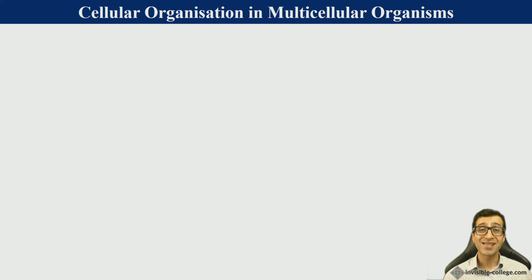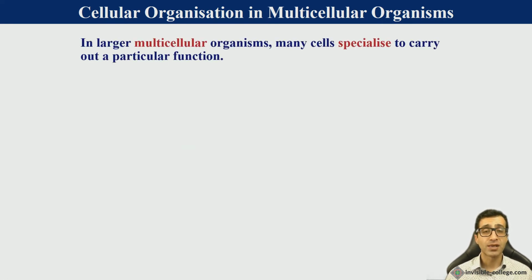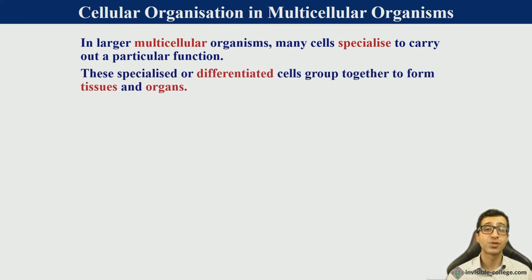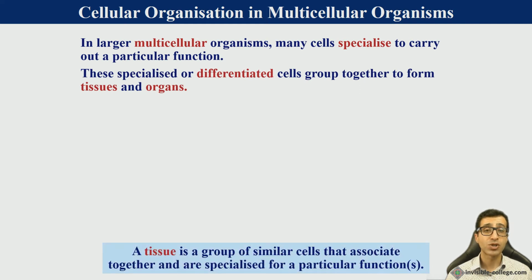So in larger multicellular organisms, many cells will specialise to carry out a particular function. Now these specialised or differentiated cells will group together to form tissues and organs. So we can define a tissue as a group of similar cells which associate together and are specialised for a particular function. Now I'm going to pause here and ask the question to those of you in attendance in the private Zoom webinar room. How would you define the words specialisation and differentiation in biology?